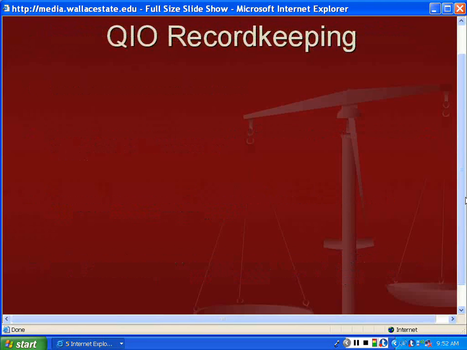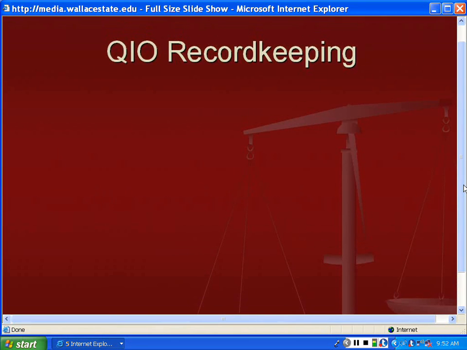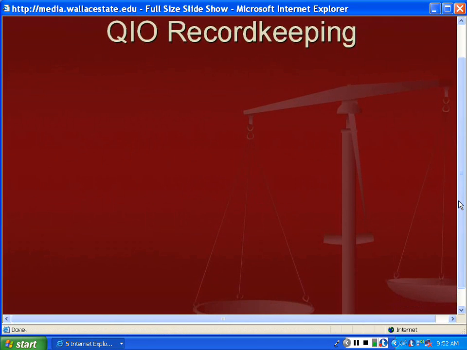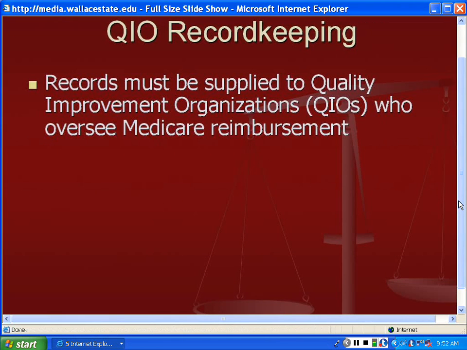Now the last thing I want to talk about briefly is QIO record keeping. QIO stands for Quality Improvement Organizations; they used to be called QROs. They are organizations that oversee the Medicare reimbursement program, and each state has a different QIO.